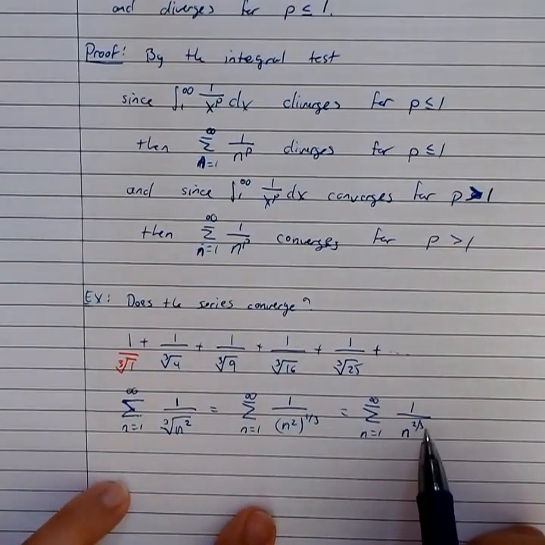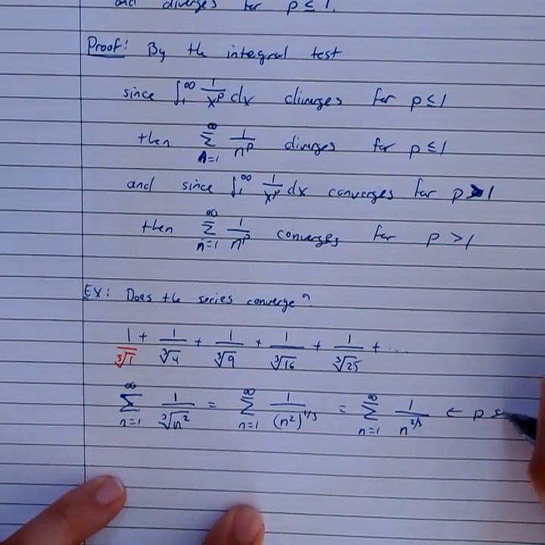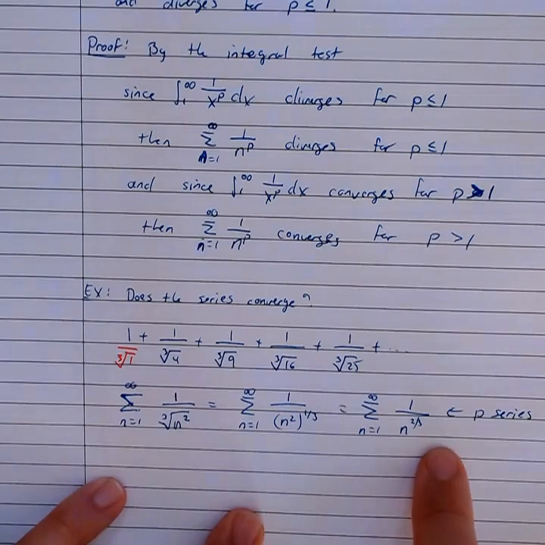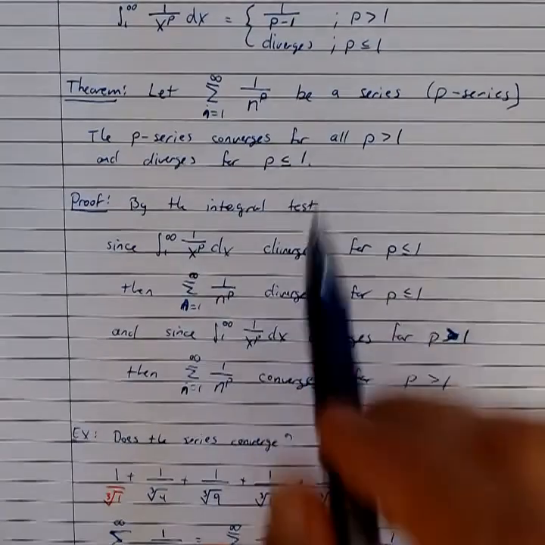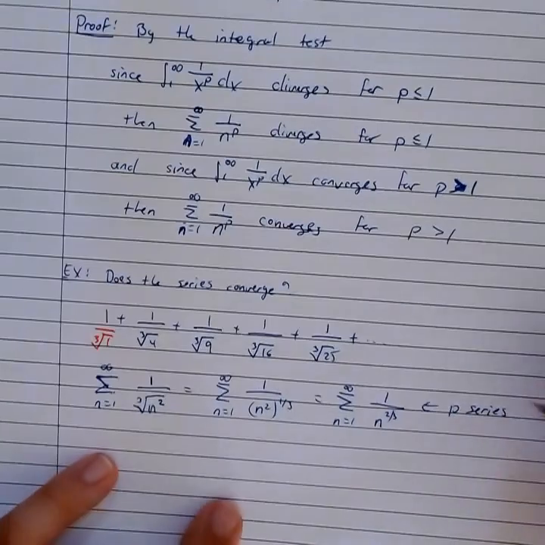Once we arrive there, that's how we know we have a p-series. We have n to a power. So here, this is a p-series. And remember, p is just whatever power is on the n. So here, the p is 2/3.